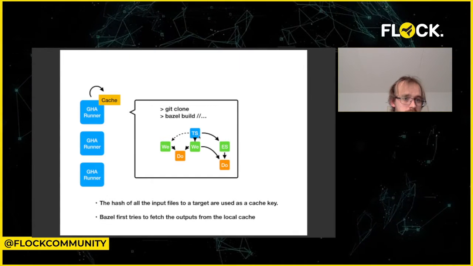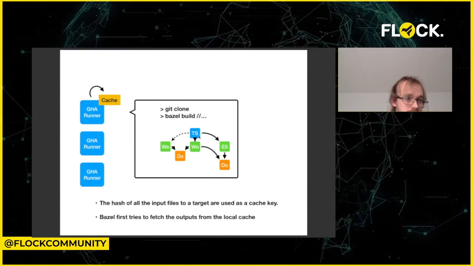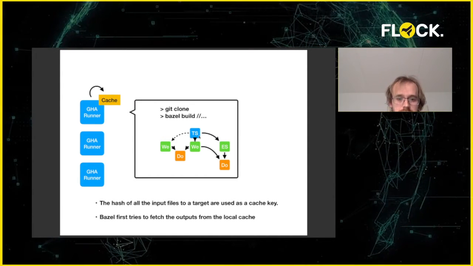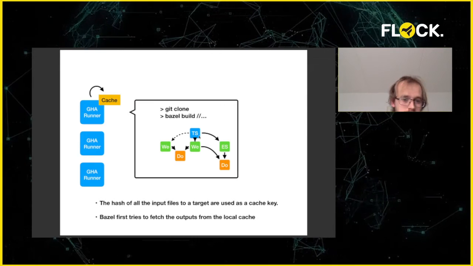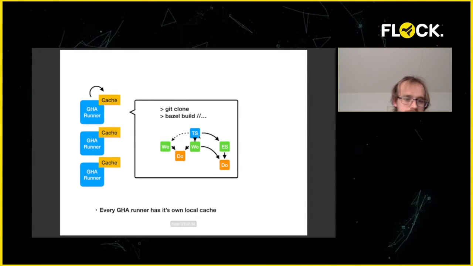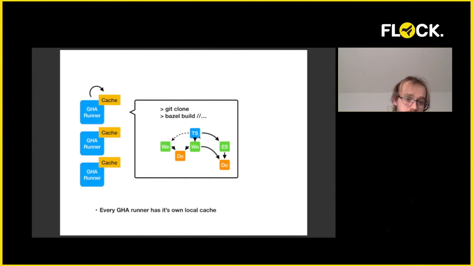We will keep track of a cache on the GitHub runner itself. That's the first layer of cache that we use. So Bazel will first try to fetch the output files from there. Every GitHub runner has its own local cache.